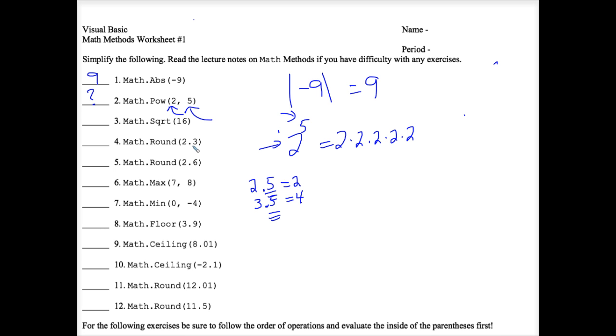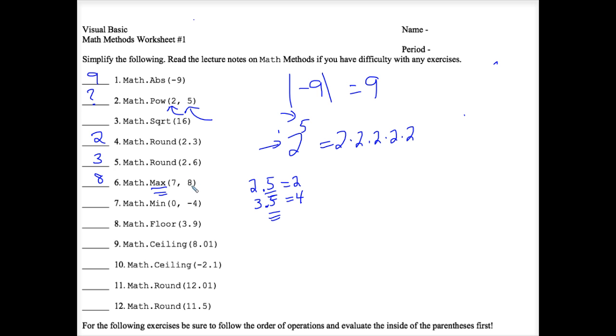2.3 does not round up in any situation, so the answer is 2. 2.6, always 0.6 rounds the whole number up, so that would be a 3. The max function takes whatever two numbers you have in the parentheses and determines which number is the bigger number. So the answer there is 8. 8 is the max of those two numbers.